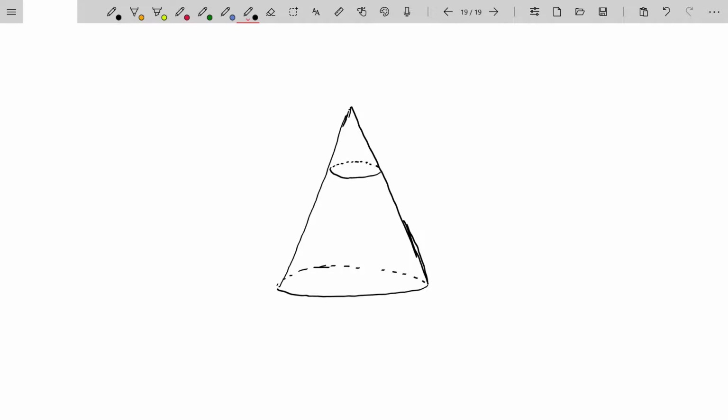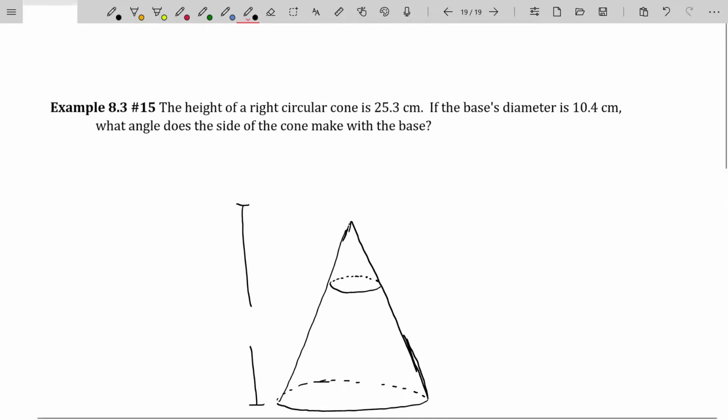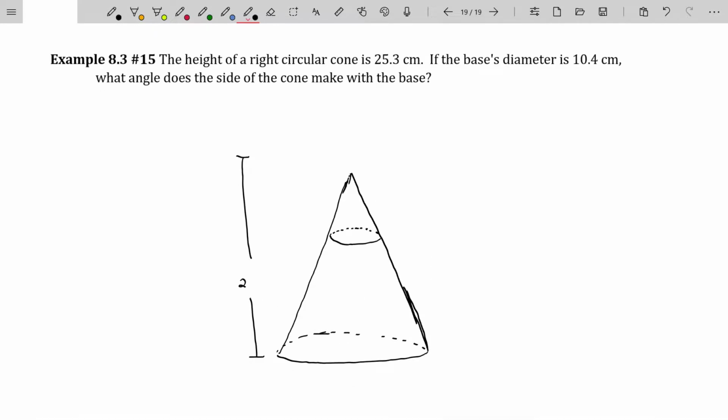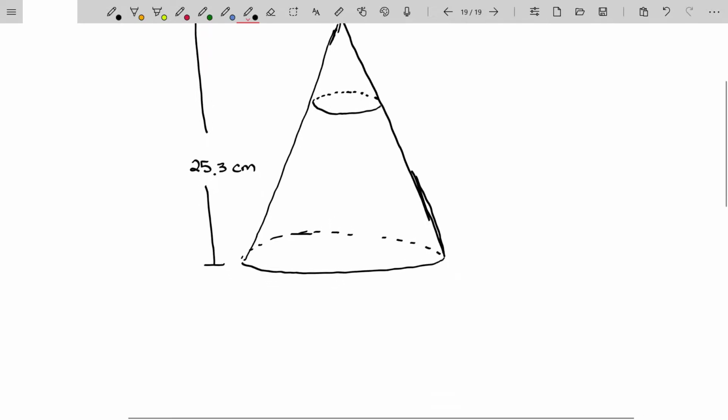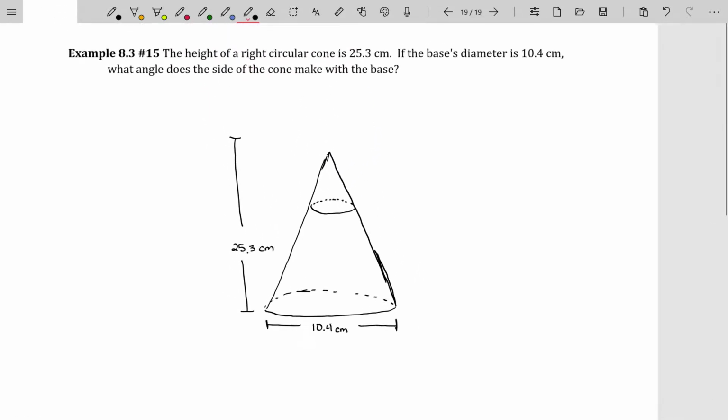And they tell us that the height of this cone, so the distance from the top all the way down to the bottom here, is 25.3 centimeters. It's supposed to be a cm, but something happened there. There we go. And the base's diameter is 10.4 centimeters. So the distance from here all the way to here is 10.4 centimeters. That's the diameter.